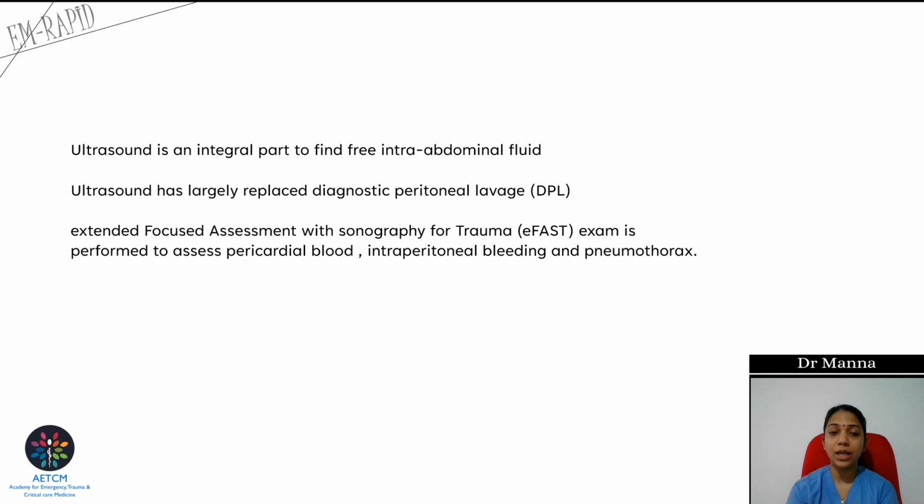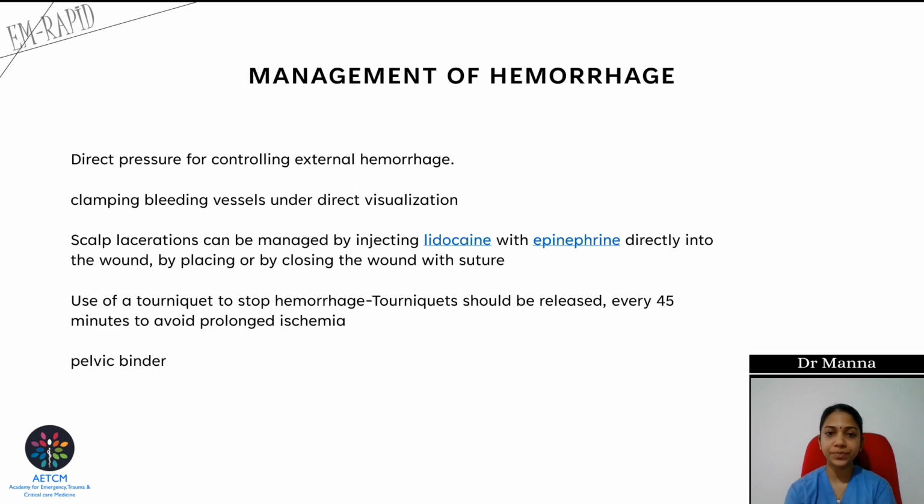Ultrasound plays an integral part in finding free fluid in the abdomen. Previously we used to do diagnostic peritoneal lavage to find if there is bleeding into the abdomen, but since there is ultrasound now, we are able to find free fluid through that. In extended FAST, we check if there is any bleeding into the pericardial space or any hemothorax or pneumothorax. So extended FAST also helps us find the source of bleeding.